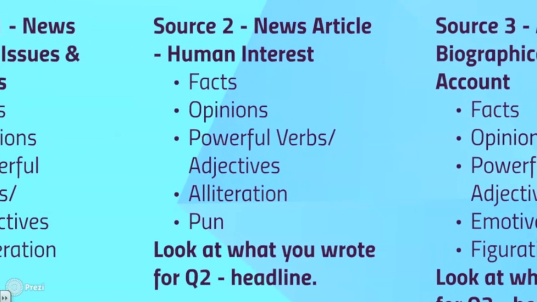But immediately you're seeing that facts, opinions and powerful verbs and adjectives are going to appear within that news article. Now, the same for source 2, we know that that's also going to be a news article and it's often a human interest article. So again, because it's a news article, you'll have facts, opinions and powerful verbs and adjectives. And you need to look at what you've written for question 2 because obviously you analyse the language in the headline. So you might have found alliteration, you might have found a pun, you might have found a rhetorical question. There's lots of other things that you will have found, but again, facts, opinions, powerful verbs and adjectives will have come up within that news article.